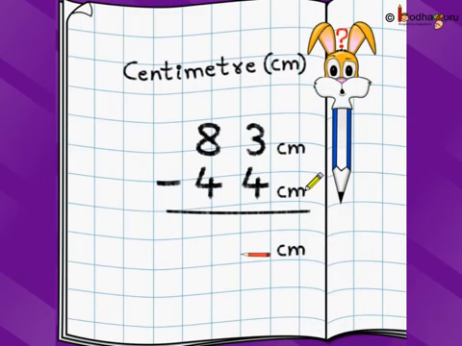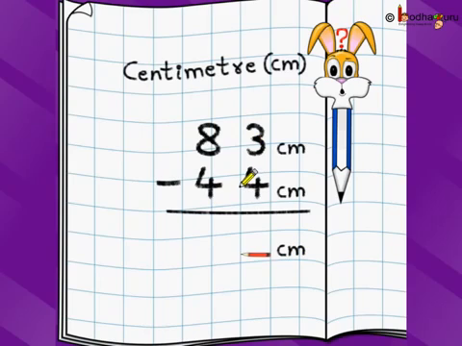Now let's take a problem with centimeter. 83 centimeter minus 44 centimeter. We just write again the two numbers right below each other and the units also below each other, and the same unit we keep. We don't mix one number with meter and another with centimeter. We either take a problem with both numbers in meter or both numbers in just centimeter. So centimeter below centimeter, and then we write it like this. The answer is also centimeter.